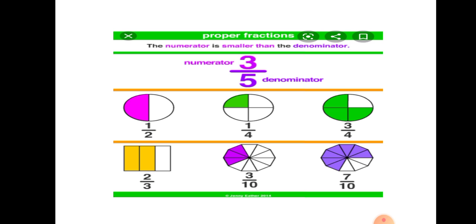In examples, you can see 1 by 2, 1 by 4, 3 by 4, 2 by 3, 3 by 10, 7 by 10. In all these fractions, you can say numerators are smaller than denominators. So that's why these all are the examples of proper fractions.